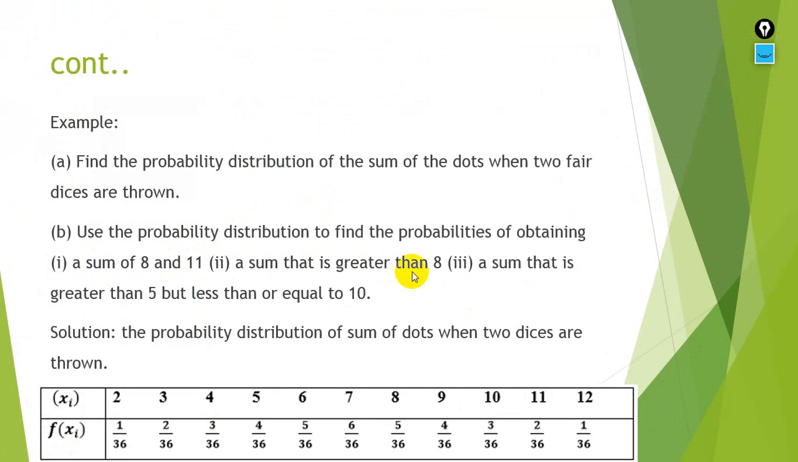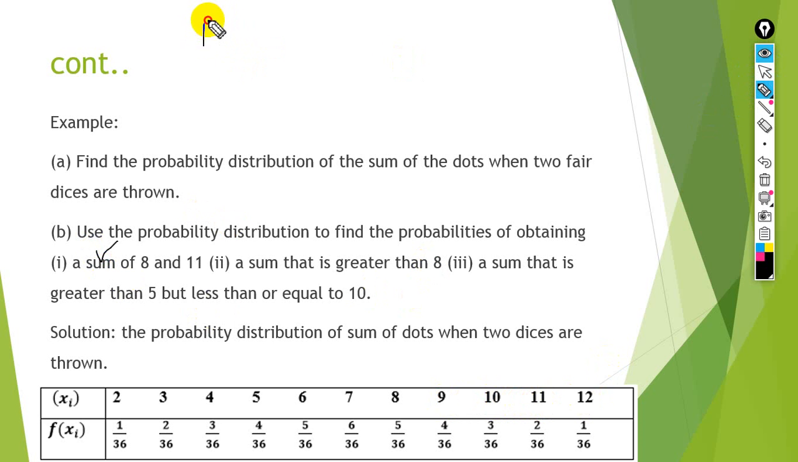A sum that is greater than 8. Sum that is greater than 8. Greater than 8 means 9, 10, 11, 12. So now we want to find the probability of this. So the probability of 9, 10, 11 or 12, and we want to take a sum of these.